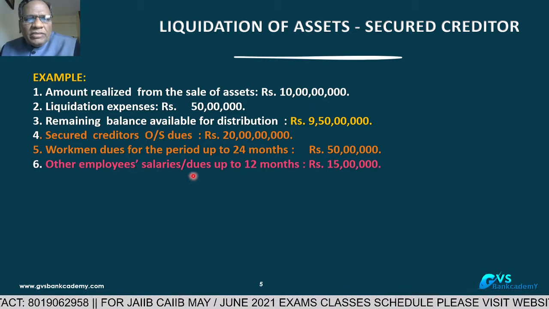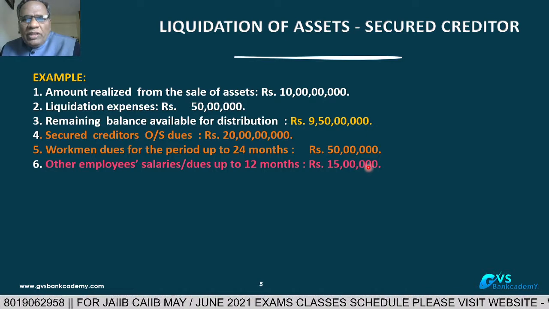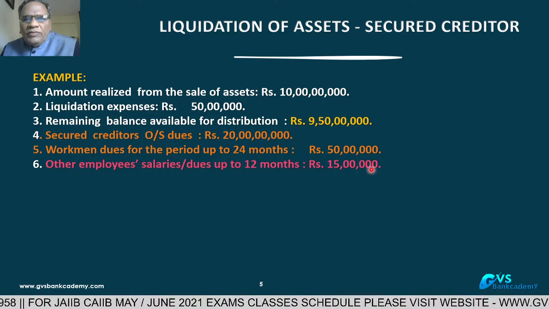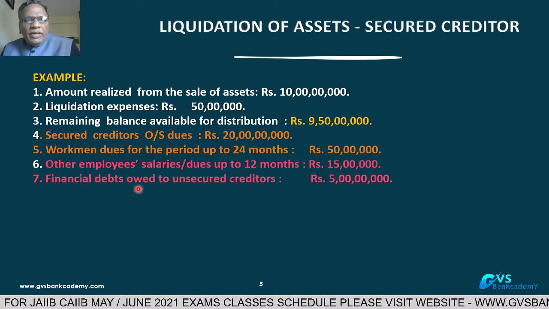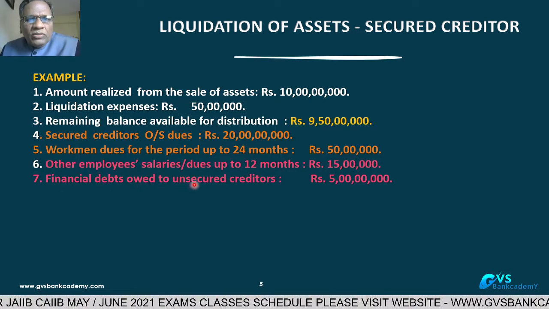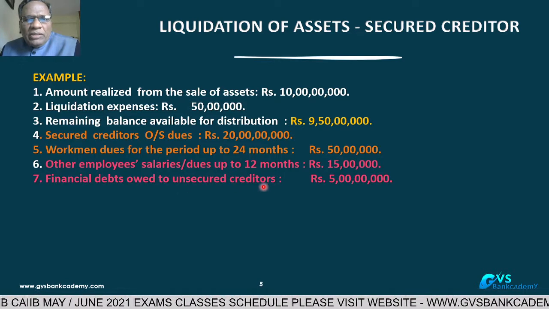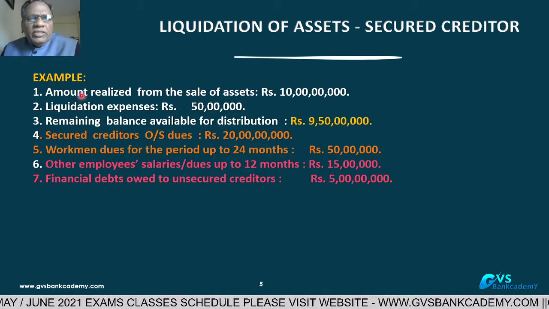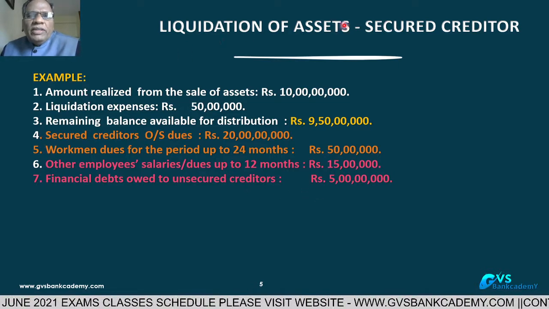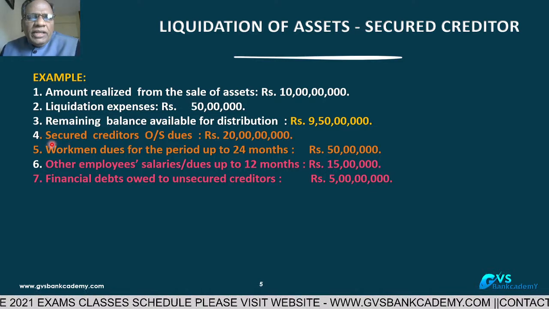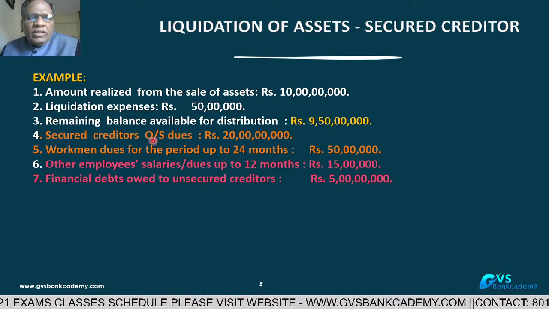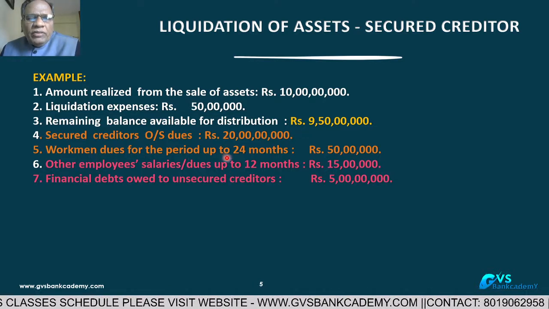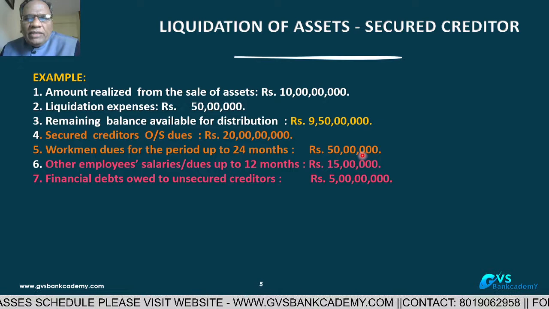Other employees' salaries and dues up to 12 months are 15 lakhs. And financial debts owed to unsecured creditors, meaning unsecured bankers' loans, are 5 crores. This is the example of the outstanding dues of the liquidated company. They have taken loans from bankers against security, 20 crores outstanding. Workers' dues outstanding for the preceding 24 months are 50 lakhs.